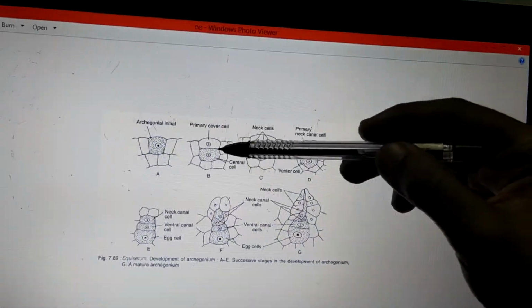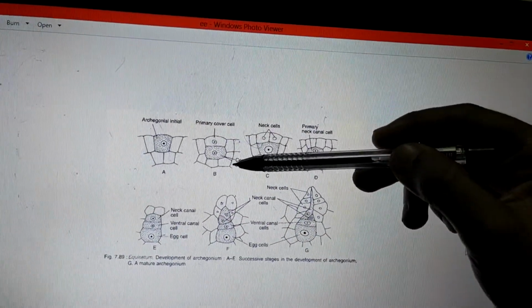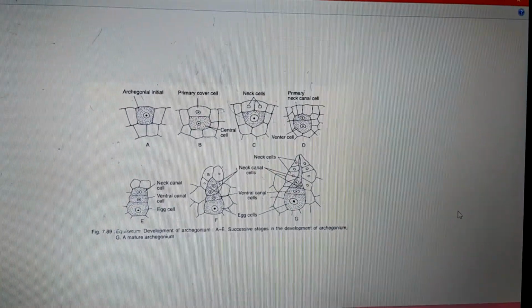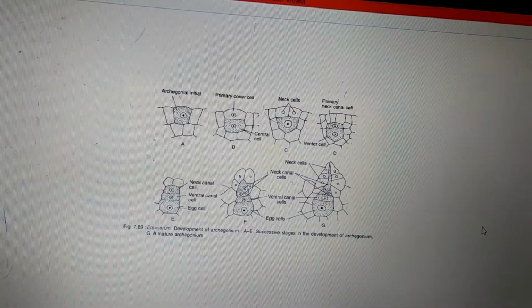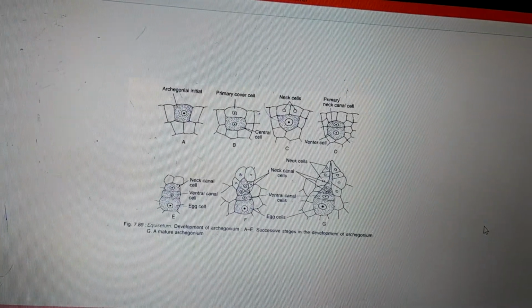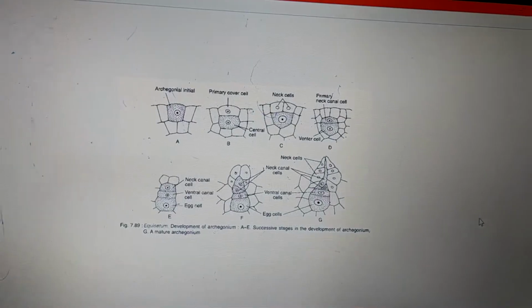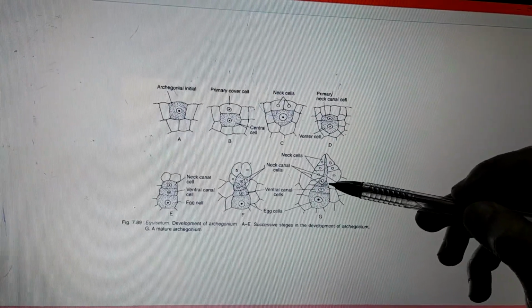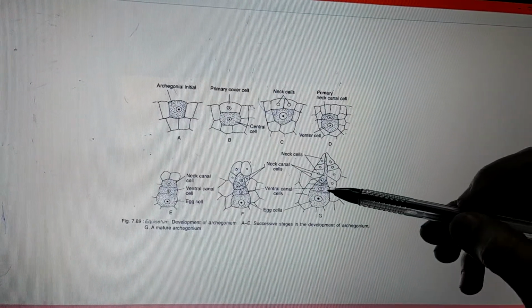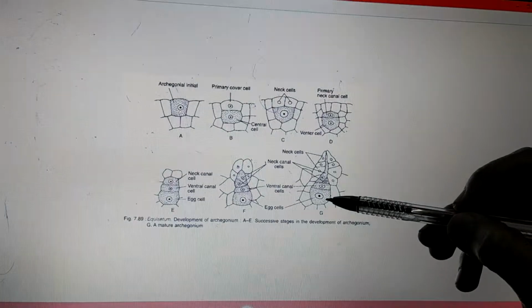So this primary cover cell is done. The central cell is going to divide, leading to formation of the 2 cells, that is primary neck canal cell and ventral cell. Now this primary neck canal cell will divide further, leading to formation of 2 neck canal cells. We have here 2 neck canal cells, and the ventral cell is going to divide to form one ventral canal cell and one egg cell.